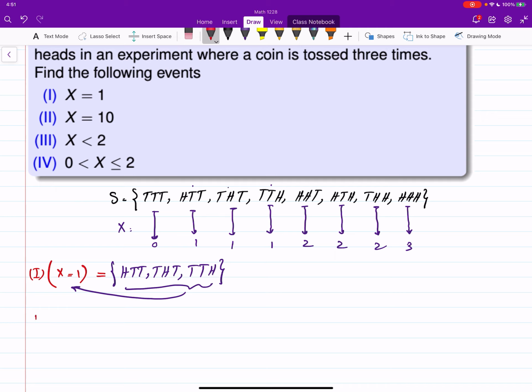Part 2 says, what is X equal to 10? So we toss a coin. For what cases can we get 10 heads? We are tossing only 3 times, so we cannot get 10 heads. But what does it mean in terms of the event? There is no sample point for which X is equal to 10. In other words, here the event is the empty set.